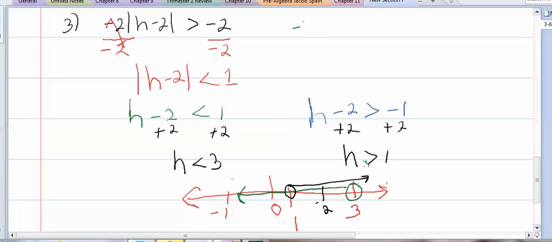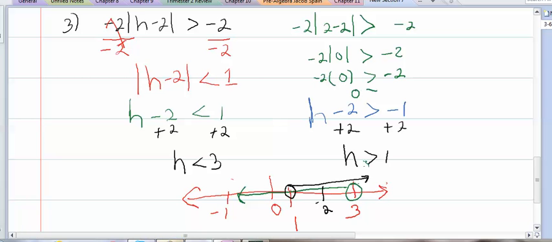We've got -2, parentheses, 2 minus 2, close parentheses, greater than -2. So then I have -2, 2 minus 2 is 0, and then we have -2. Absolute value of 0 is 0, so -2 times 0, is 0. Is 0 bigger than -2? And it is, so it checks out. So that is a solution.